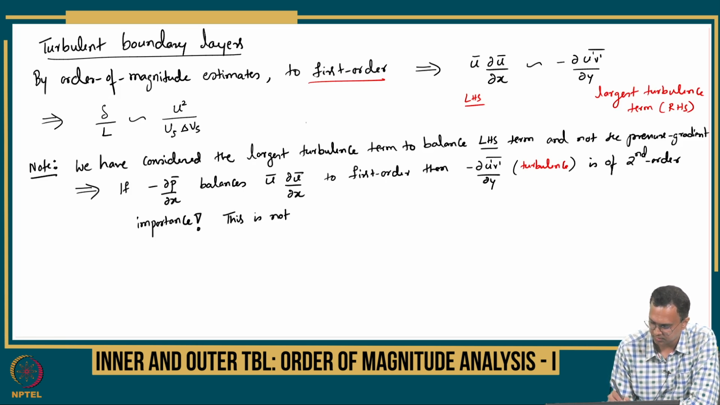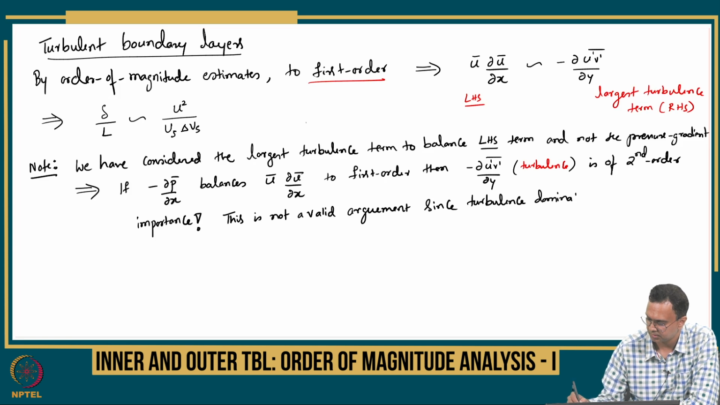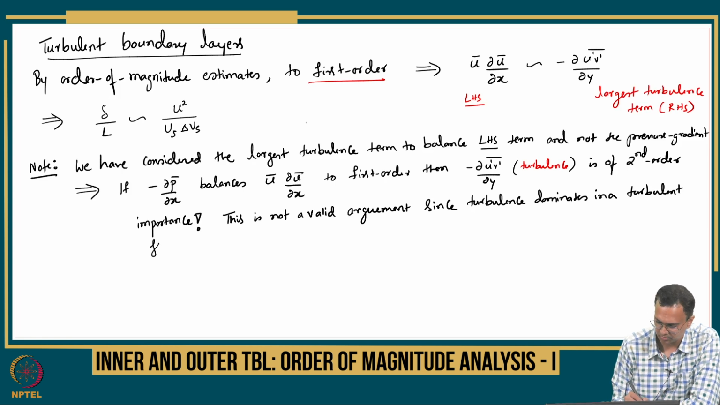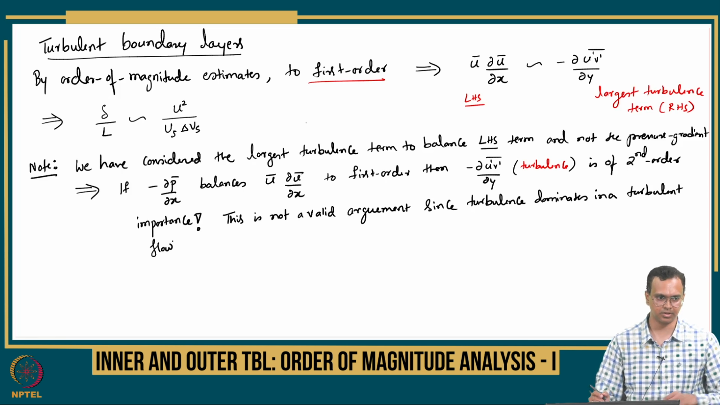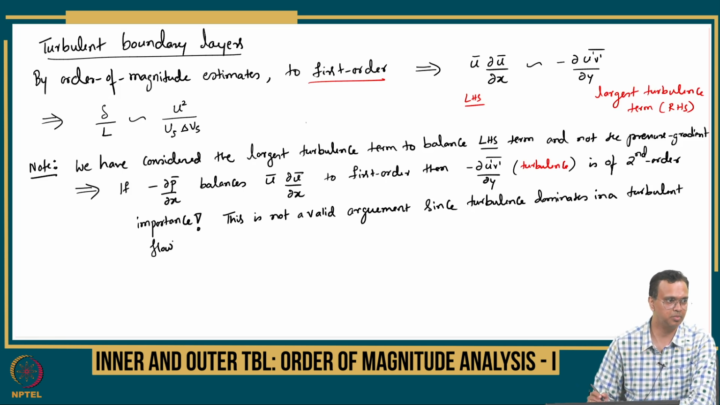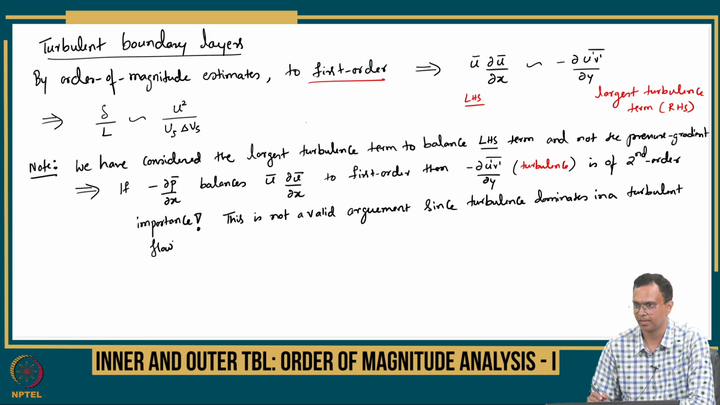This is not a valid argument, since turbulence dominates in a turbulent flow. Maybe pressure can balance the other term in a barely turbulent flow or weakly turbulent flow or something like that. But we are looking into high Reynolds number flows, right? The Re delta was large, Re L was large. So high Reynolds number implies turbulence is dominant, and the turbulence term must balance the other big term. So this was one thing.